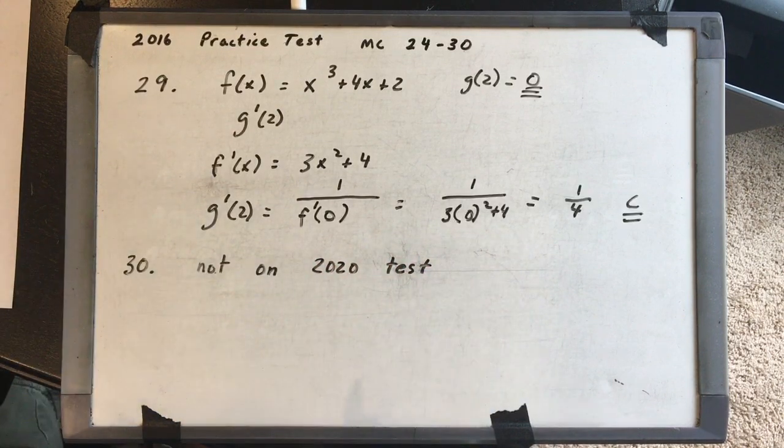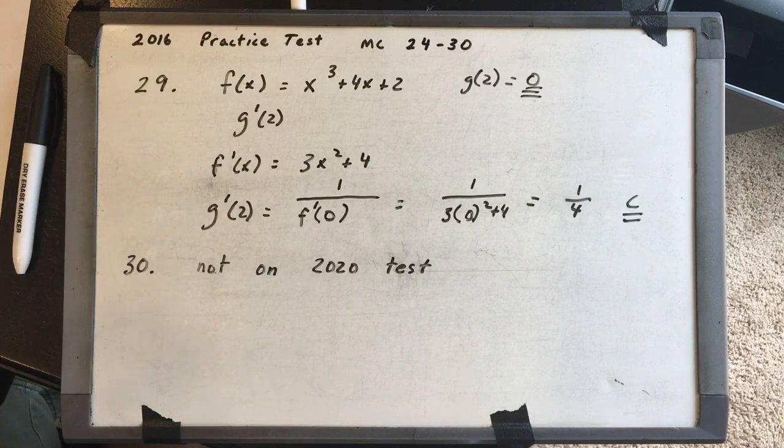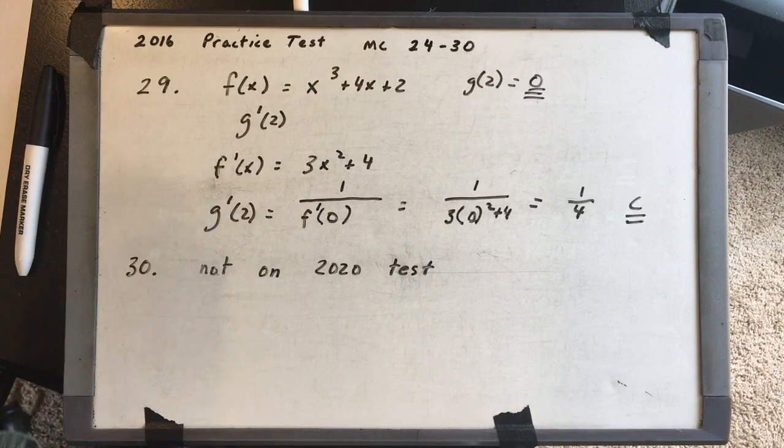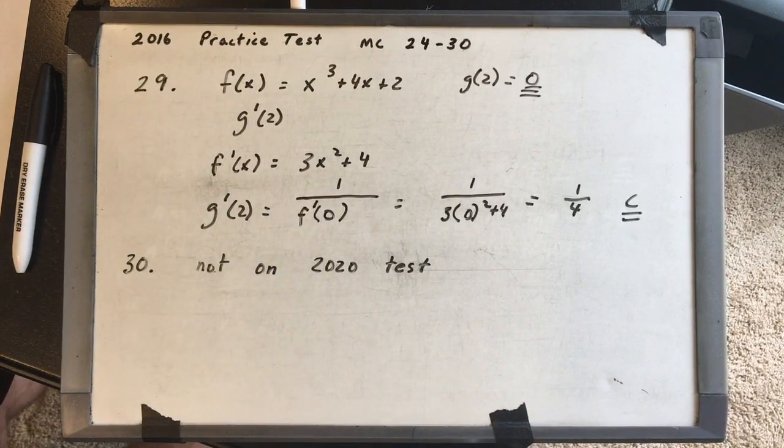So out of this video, two of them I didn't think were really worth looking at for the 2020 test. We'll pick up on the next set of multiple choice where you do get to use your calculator. And on the 2020 test, you will get to use your calculator on the whole thing. And you will have open notes, open internet. Okay, it's open everything.